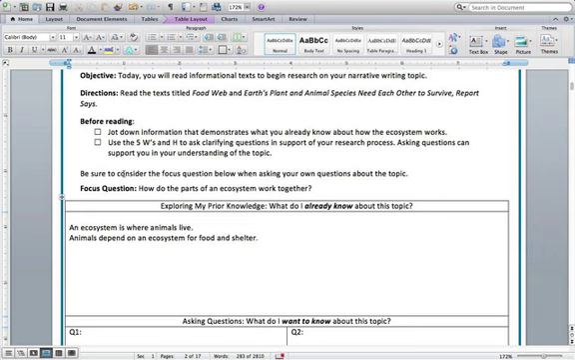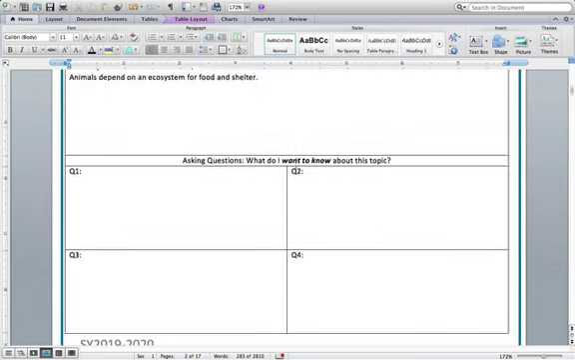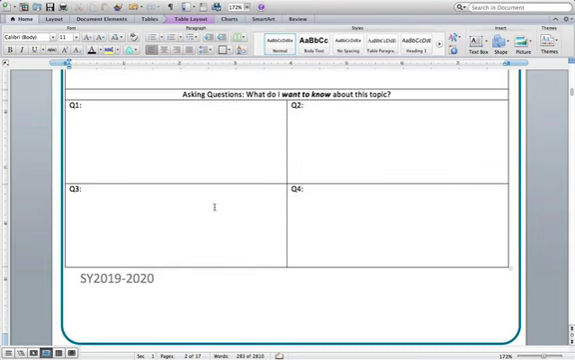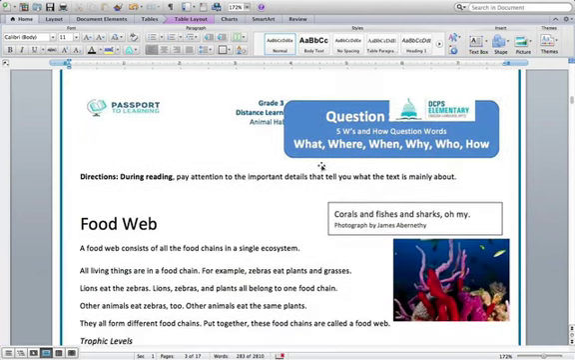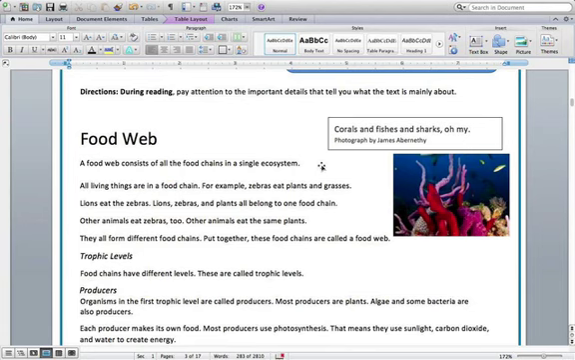Fantastic. We're also going to be using the 5 W's and H, which is who, what, when, where, why, and how, to ask questions as we're reading the text. And we're going to do that in these 4 boxes here, Q1, Q2, Q3, and Q4. So all that means, again, is that as I'm reading, I might ask you to stop and go back and write a question that you have in one of these 4 boxes. Okay. Let's go ahead and let's move on.